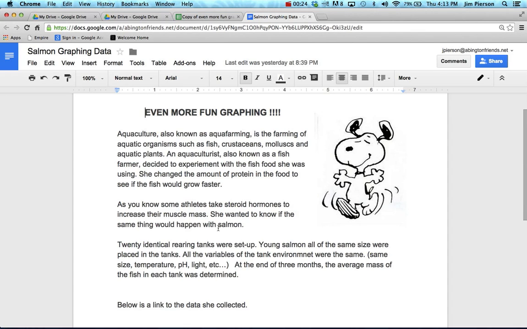Now, keep in mind that there were 20 different tanks that were set up, and apparently there were at least two types of food with protein, one with 5% protein, and one with 10% protein. And then the other thing that got changed was the amount of hormones.